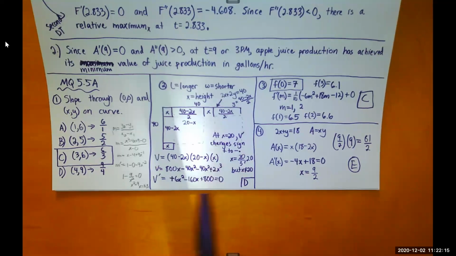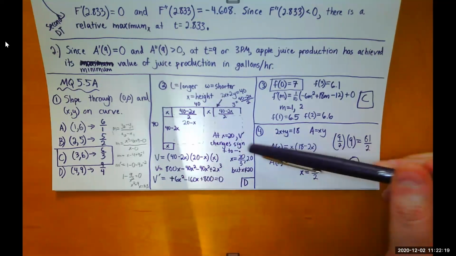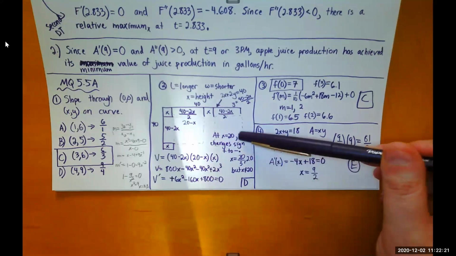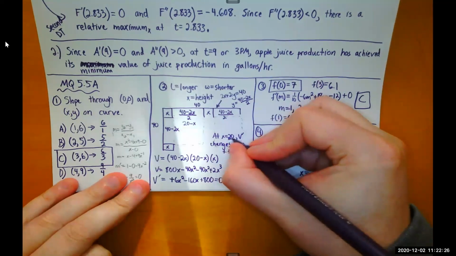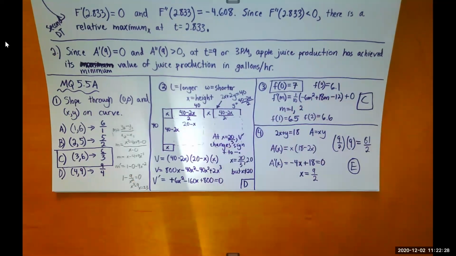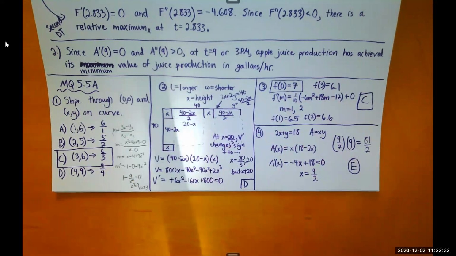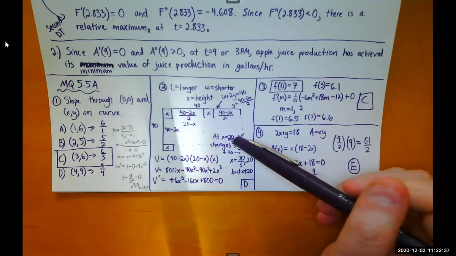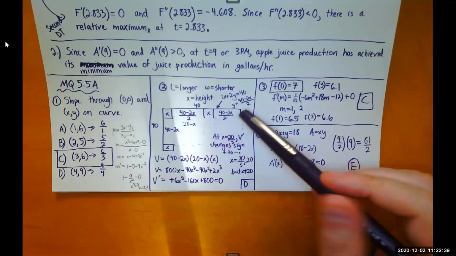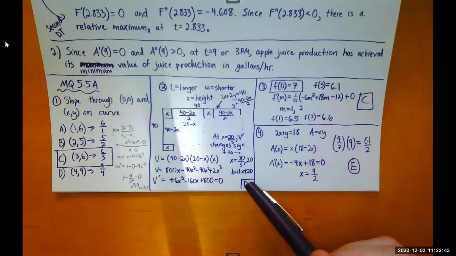I distributed, took the derivative, got 2 values where v prime equals 0 at 20/3 and 20. I discarded 20. Oops, that should say 20/3. I discarded 20 because if x is 20, this measurement right here is 0. So I know it can't be 20. So only 20/3 to consider. So I looked at 20/3 and I checked to see, I actually did it on the graph. The graph is positive and then negative. So that is a maximum, and that's why we choose letter D.